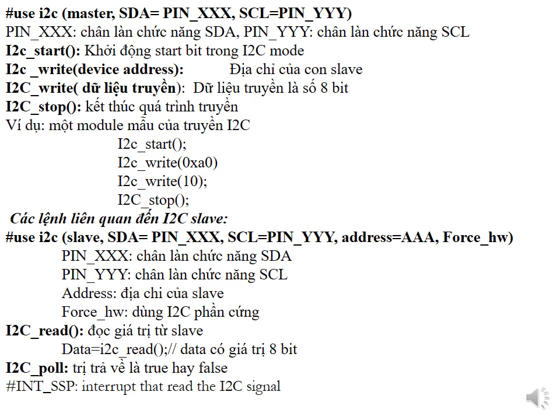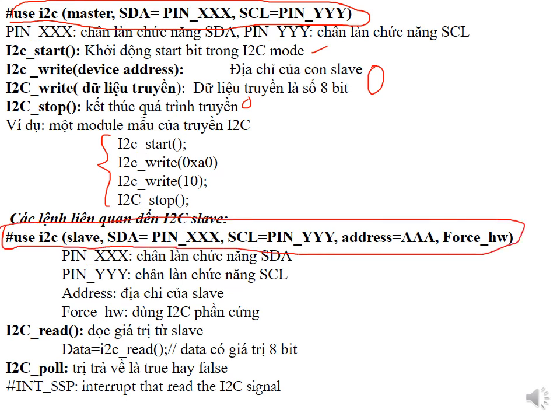And if we use the CCS C compiler, it's very easy. Just concentrate on some functions. First, we declare which one is the master and which one is the slave. And then here is the start bit, and this one is for transmitting the data, and the stop bit. So when we want to transmit the data, we have to follow these four functions.